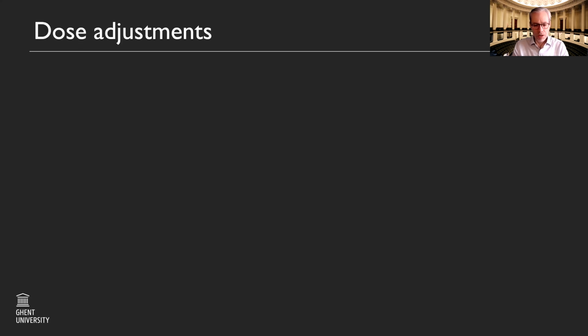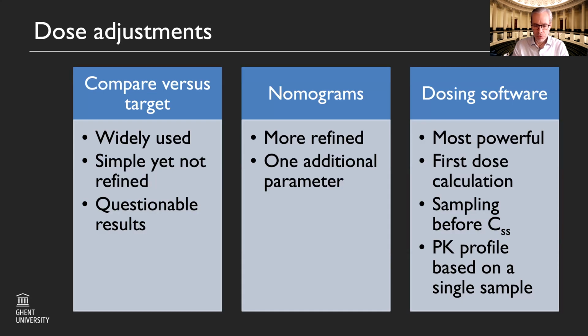Now, once you have the TDM results, of course, the next thing is to adjust the dose. And there are a number of strategies available. Now, the most simple thing is to just compare the value you have with a target range. This is the most widely used strategy. It's very simple, but not very accurate, not very refined, and the results are often questionable.